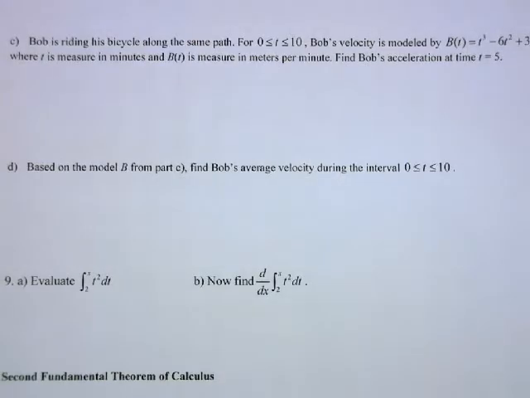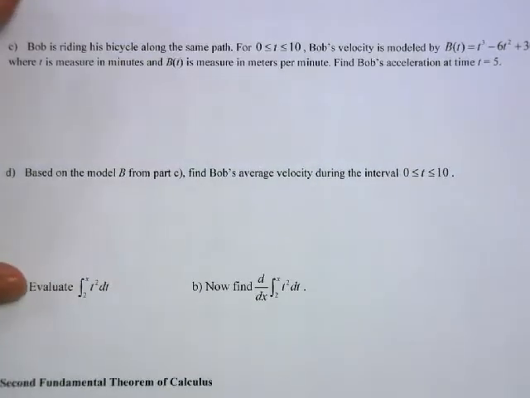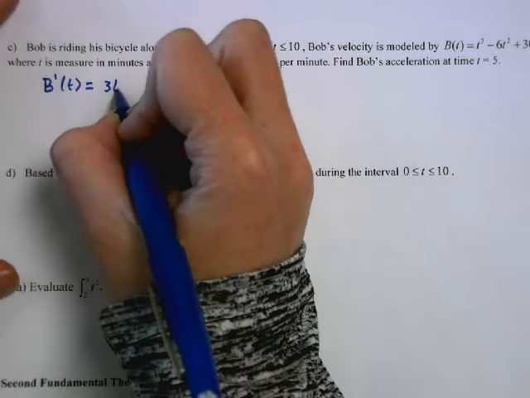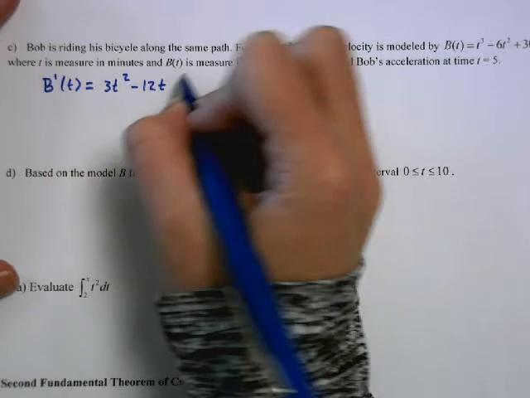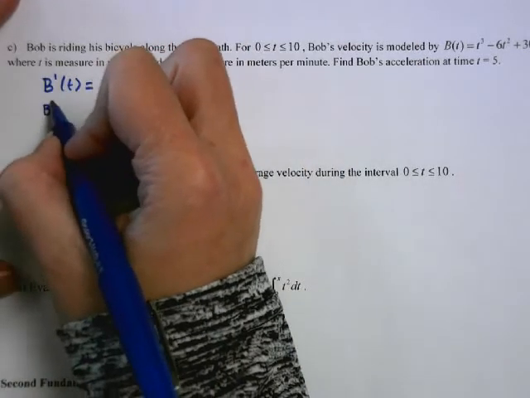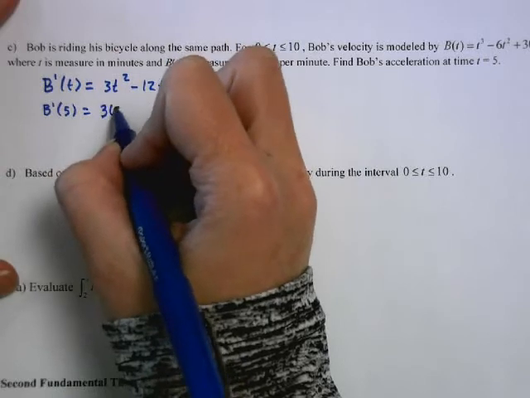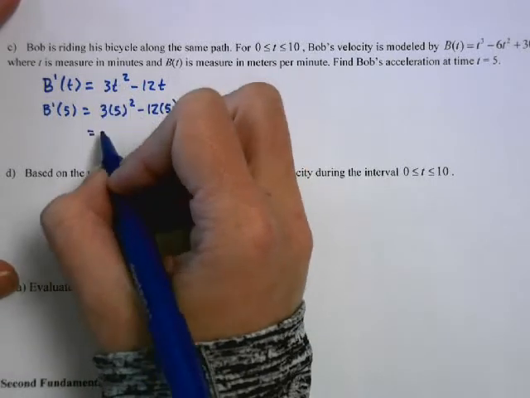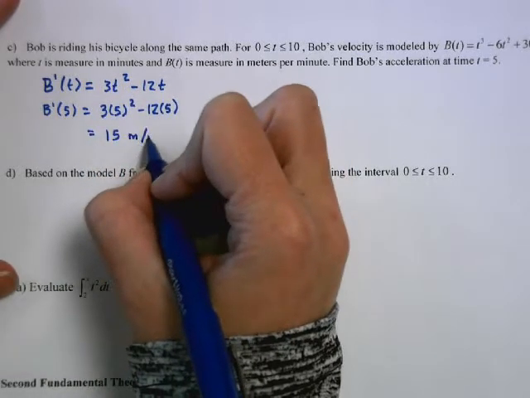Then we have Bob. Bob is riding his bicycle on the same path. For time between 0 and 10, Bob's velocity is modeled by t cubed minus 6t squared plus 300, where t is measured in minutes and v of t is measured in meters per minute. Find Bob's acceleration at time equals 5. So if this is his velocity, we want to take the derivative and evaluate that at 5. So this gives me 15, and this again would be meters per minute per minute.